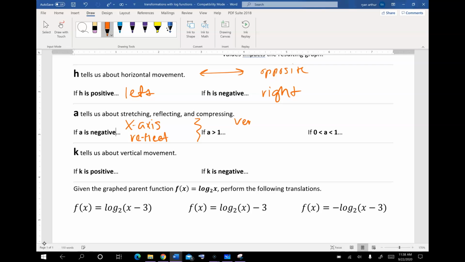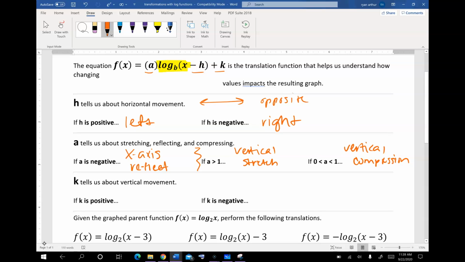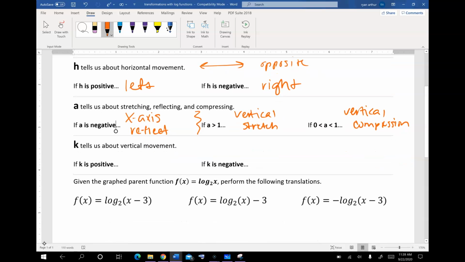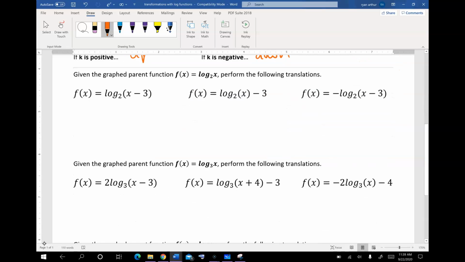This is going to be a vertical stretch. This is going to be a vertical compression. So it's really the same thing as when we did exponentials. k is that last number, which is going to be your up and down, because it's the vertical movements. So a positive k means up, and a negative k means down. So we're going to do examples just like we did with exponentials.